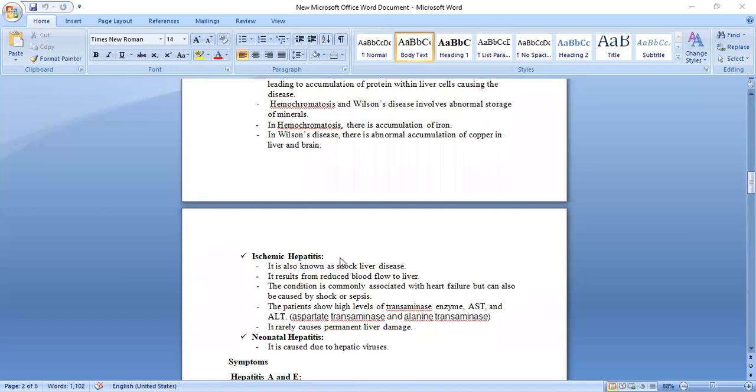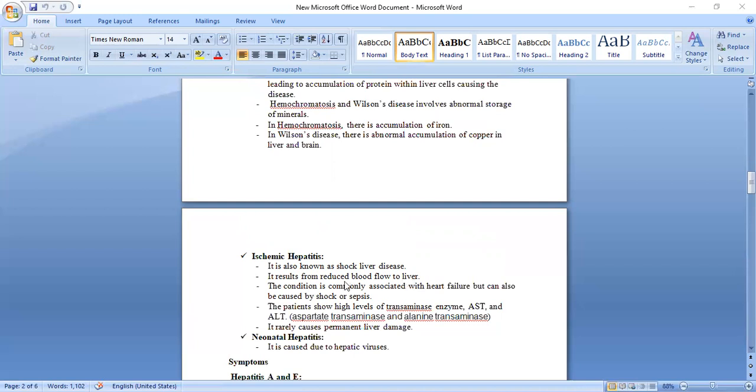Now, ischemic hepatitis. Ischemic hepatitis is also known as shock liver disease. Ischemia means reduced blood supply to that organ, so it's called ischemic. Due to that we also observe shock, as in angina and everything. Ischemic heart disease is also the same. So it is also called shock liver disease.